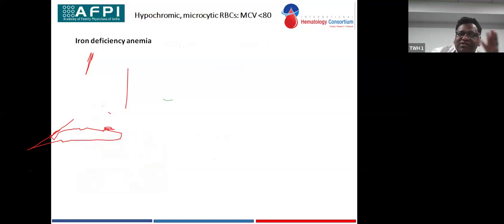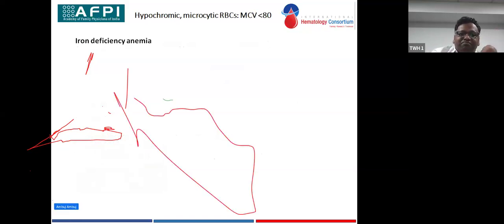RBCs. I am sure this is the most common diagnosis in our clinical practice: iron deficiency anemia, right? Somebody comes to you with low hemoglobin, and you see that the report is hypochromic. Hypochromic means there is less color. There is less color in the RBC.